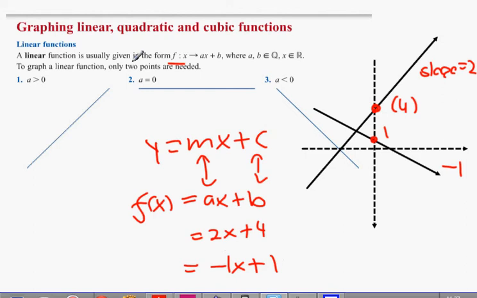Now, the graph is the following. When the slope is positive, it goes diagonal right up. When the slope is 0, it goes straight across. When the slope is negative, it goes diagonal right down.